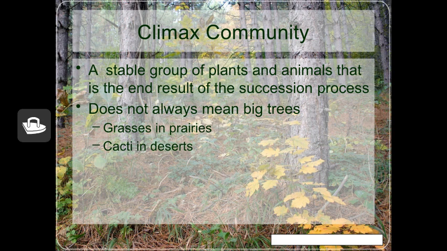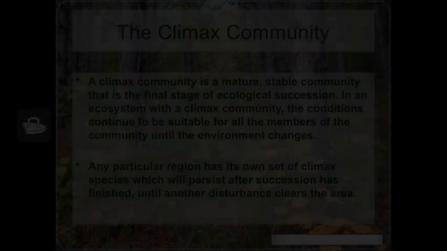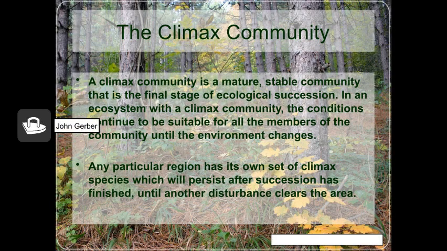It's stalled in a particular successional phase due to constant burning. This climax community is mature and relatively stable and yet constantly changing. It's kind of the final stage, but it's only final until something else happens, some other disturbance. Any particular region has its own set of climax species, which will persist after succession is finished, until another disturbance occurs and clears the area, and the world goes round and round.